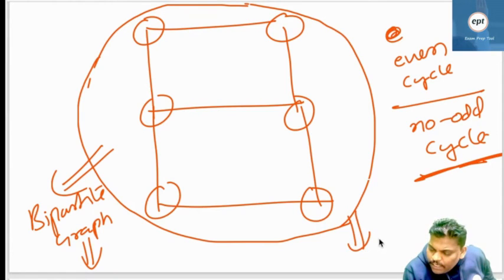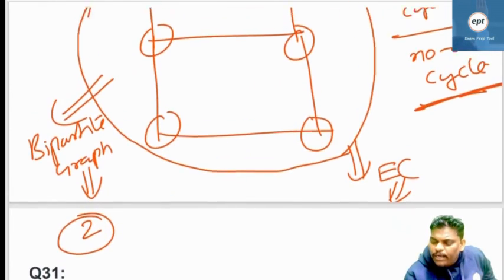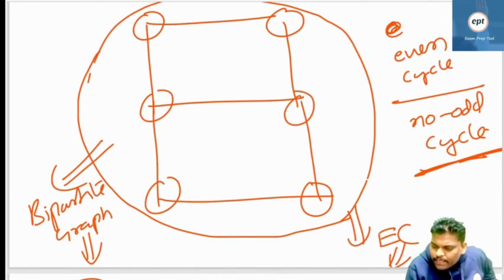Next one. Bipartite graph edge coloring, edge chromatic number. What is the answer? Everyone knows edge chromatic number. Just find out the maximum degree. What is the maximum degree? Maximum degree is 3. So the answer is 3 or 4.